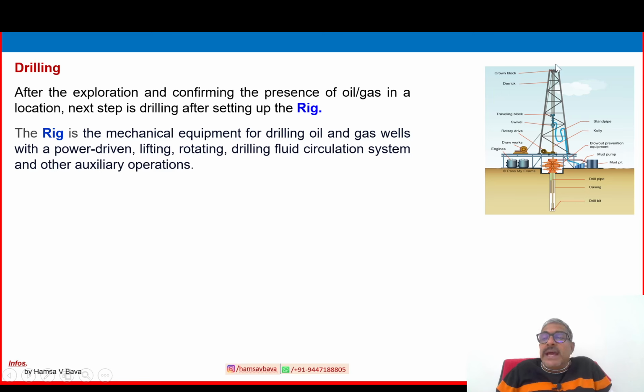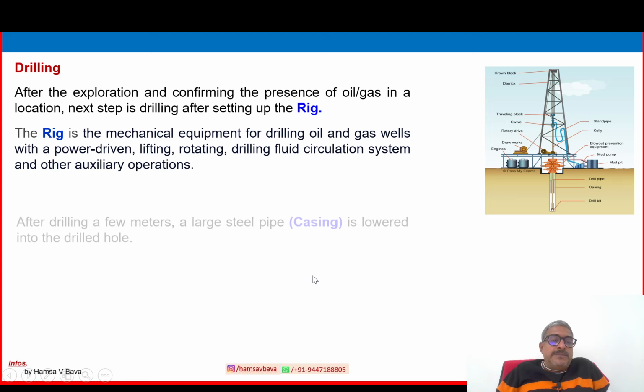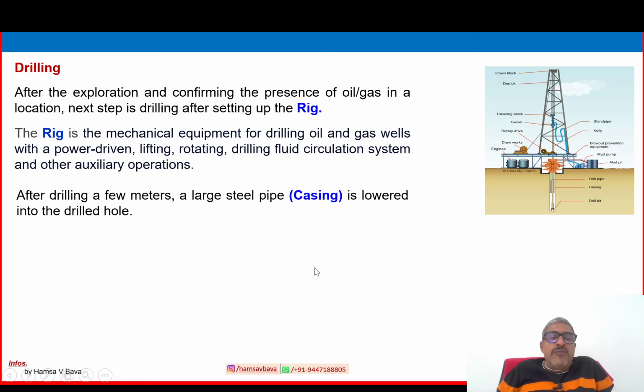So a rig is the mechanical system used for drilling. This is a representation, a picture of a rig. The rig does all the drilling activity, and not only drilling, but all other related activities. After drilling a few meters, we use a large steel pipe or casing, which we can call the outer casing, and it is lowered into the drilled hole.